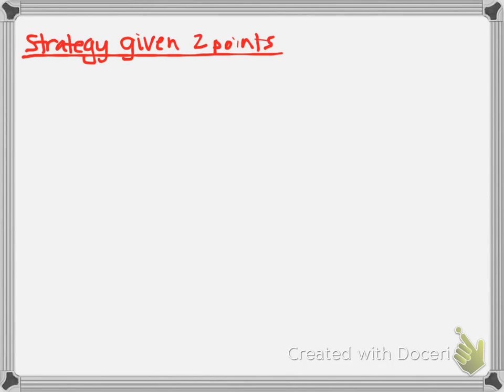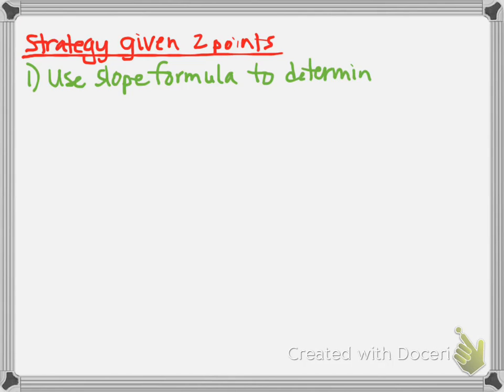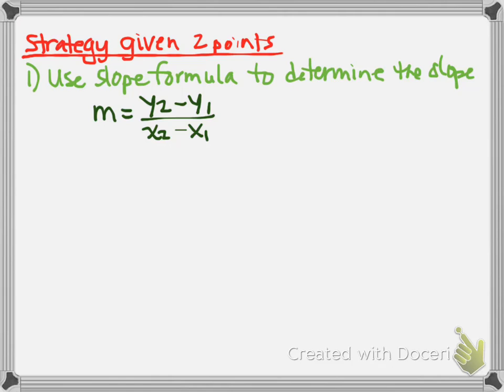So the first thing we noticed is there was no slope. So that's job 1, is to use the slope formula to determine the slope. And as a reminder, m equals y sub 2 minus y sub 1 over x sub 2 minus x sub 1. Y's are always on top, x is always on the bottom.